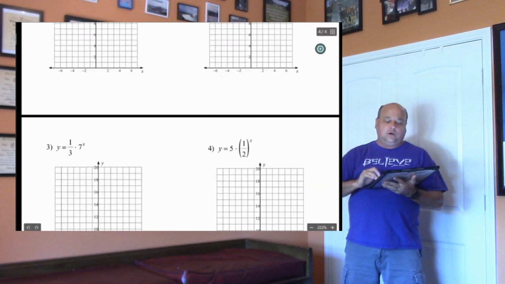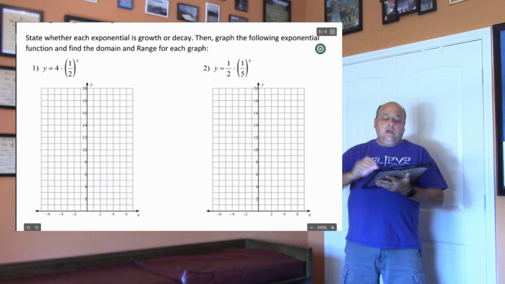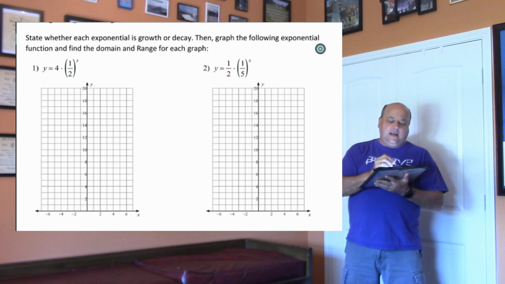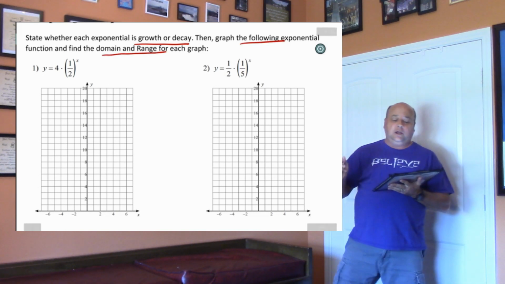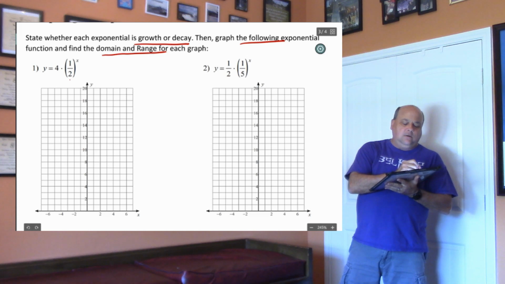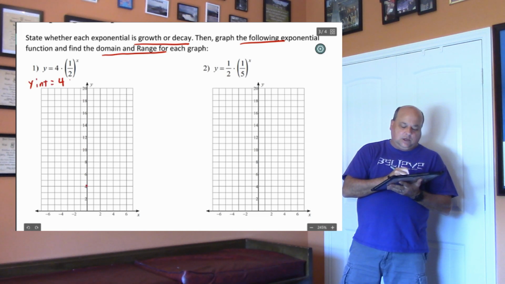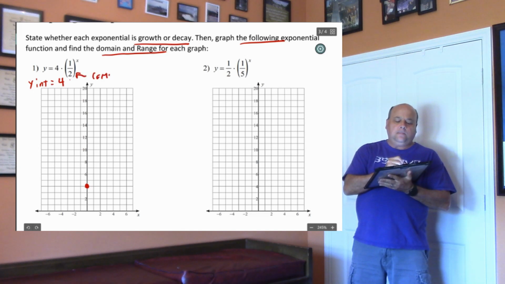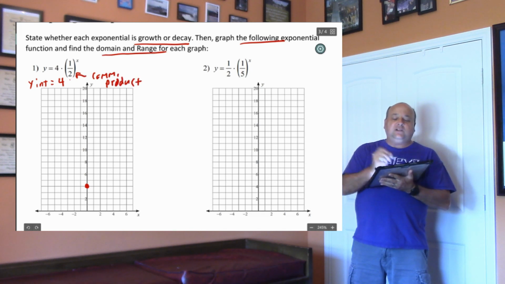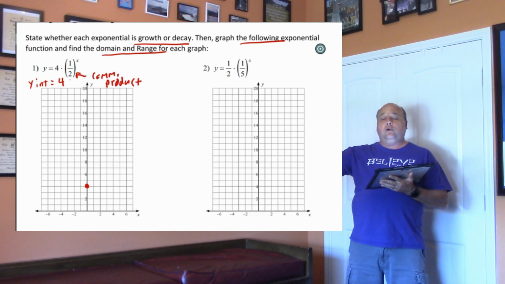So there's 6 graphs to do. The way I want you to do this is state whether each is growth or decay, graph it, and then find the domain and range. So we're going to do that for each one. So right off the bat, write down the y-intercept equals 4. So this graph is going to cross the y-axis at 4, and this is the common product. Notice that it's less than 1, right? So if I multiply, the number won't get bigger, it'll get smaller.